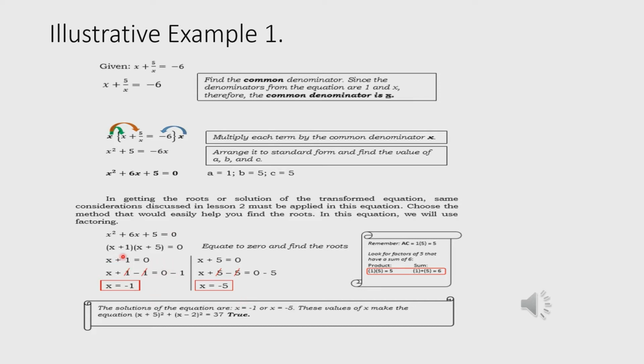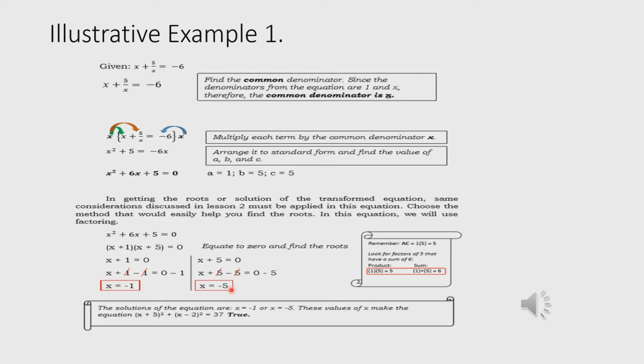So we now have the factors, the quantity x plus 1 and the quantity x plus 5, equated to 0. Applying properties of subtraction, you get x sub 1 is equal to negative 1 and x sub 2 is equal to negative 5. So therefore, the values of x that make the equation true are negative 1 and negative 5.